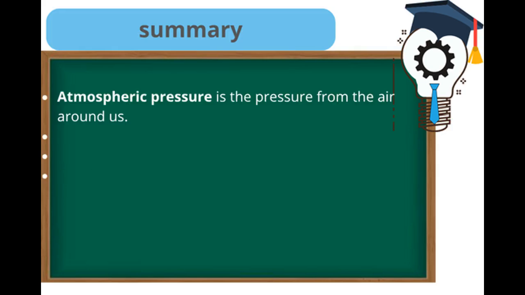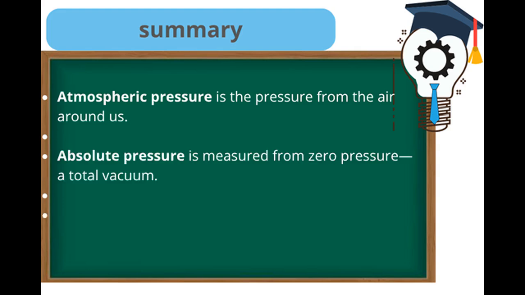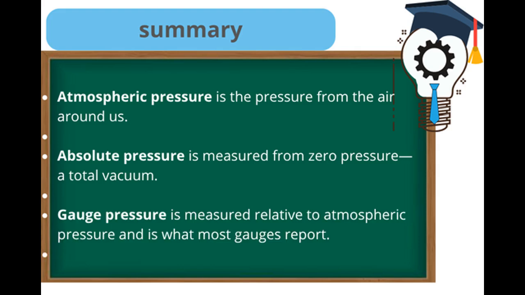Let's recap. Atmospheric pressure is the pressure from the air around us. Absolute pressure is measured from zero pressure, a total vacuum. Gauge pressure is measured relative to atmospheric pressure and is what most gauges report.